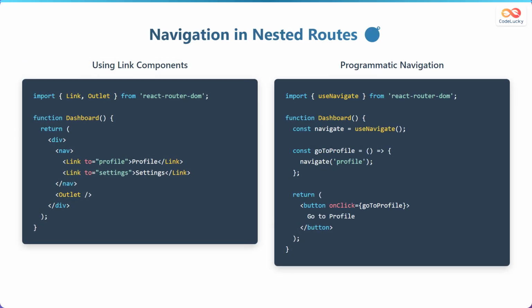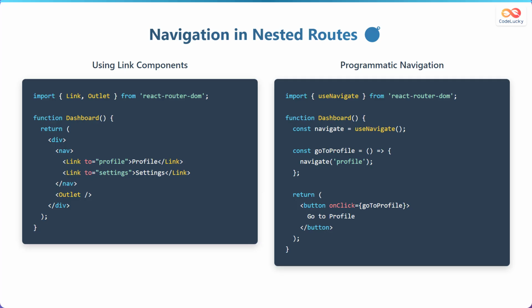To navigate between nested routes, you can use the Link component. Import Link and Outlet from React Router DOM. In the Dashboard component, within the navigation section, create Link components for profile and settings. The to prop specifies the path for each link.